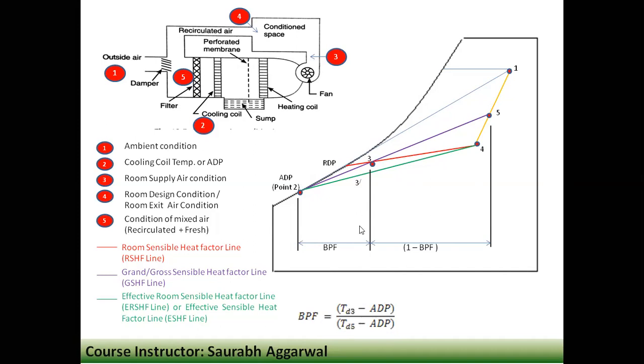To calculate it, we have the formula for the bypass factor of the cooling coil as this. Now this can also be calculated if you are using the effective room sensible heat factor line. But over here you have to take a line parallel to this and draw it from here to here, so that we have a point over here, 3 dash, and it will have the same ratio. Now this is the bypass factor, and it can be given as T3 dash minus ADP upon T4 minus ADP. Okay, so this is basically the construction of these different lines and how it is made.